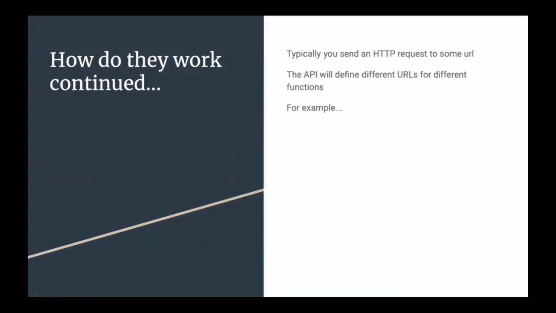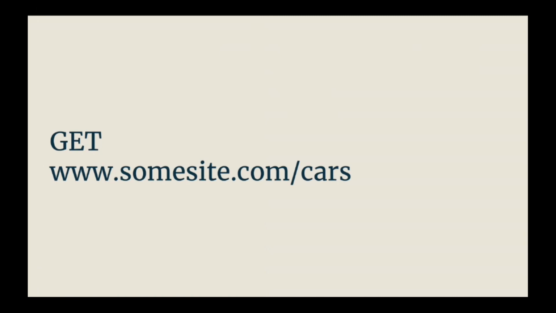Onto more about how they work. Like I said before, typically the HTTP request is going to go to some sort of URL. The API is also going to define URLs for different things. When you're looking at an API, it'll have different URLs, and it'll tell you what they're all going to do. So the API might define something like this. If you make a GET request to this URL, it's going to give you a response containing all the cars in their database.